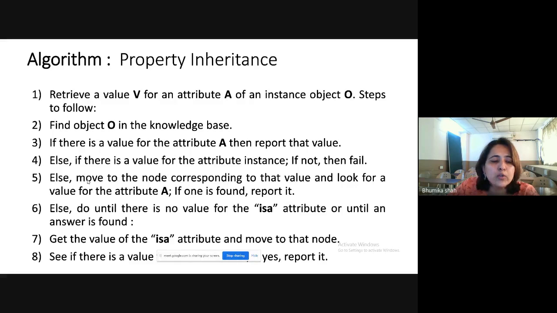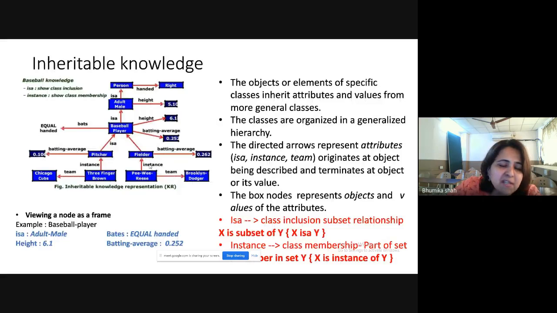Then what are you going to do? Move to the node corresponding to that value and look for the attribute A. That means if the instance is available, move to that particular object and check, is the batting average attribute available over here? Yes. What is the direct value for batting average here?